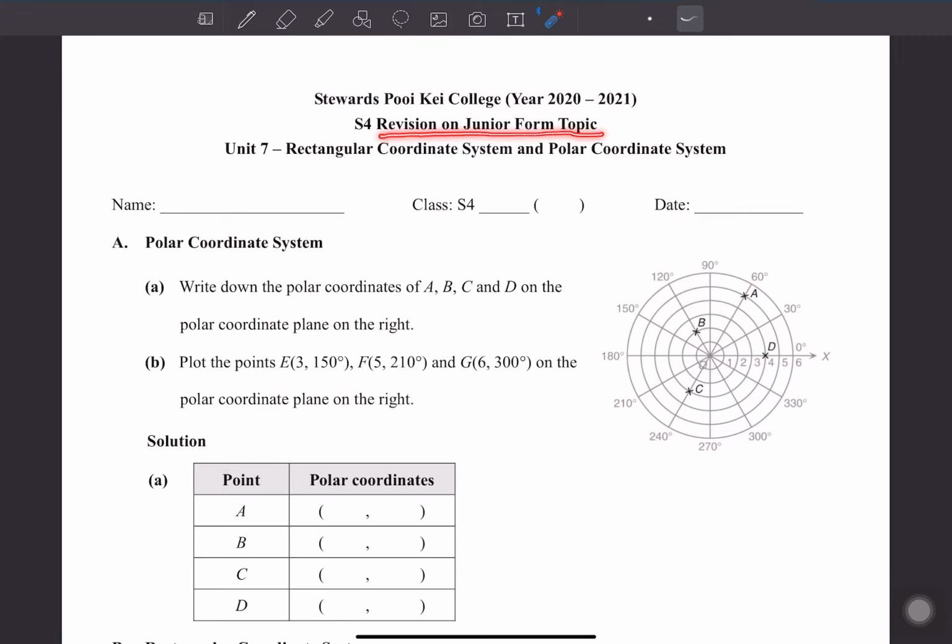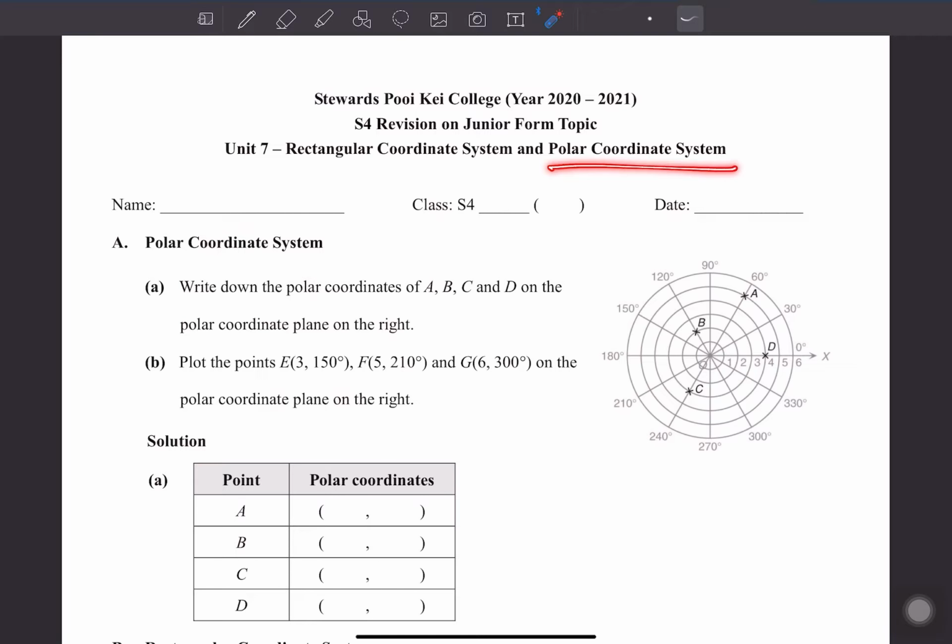Revision on Uniform topic, rectangular coordinate system and polar coordinate system. In this video, I would like to have a short review on polar coordinate system and rectangular coordinate system. In S1, we have learned polar coordinate system.